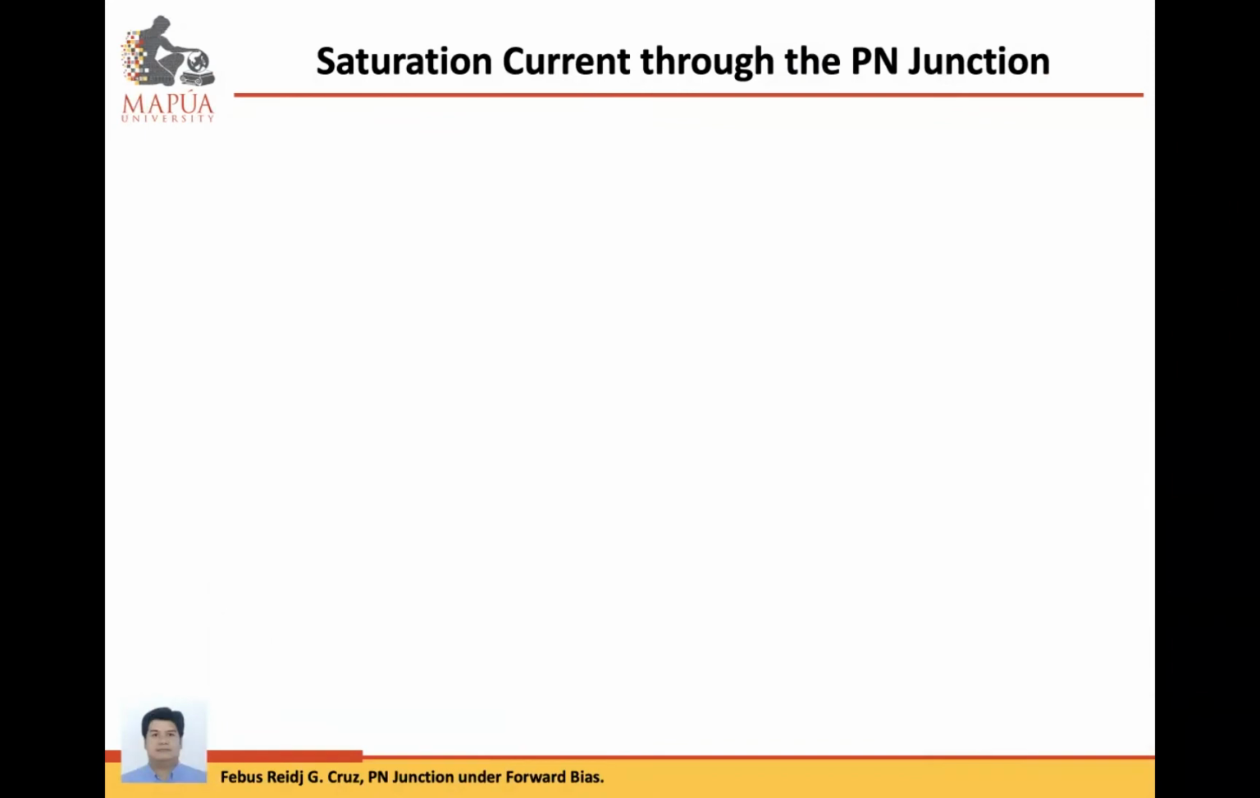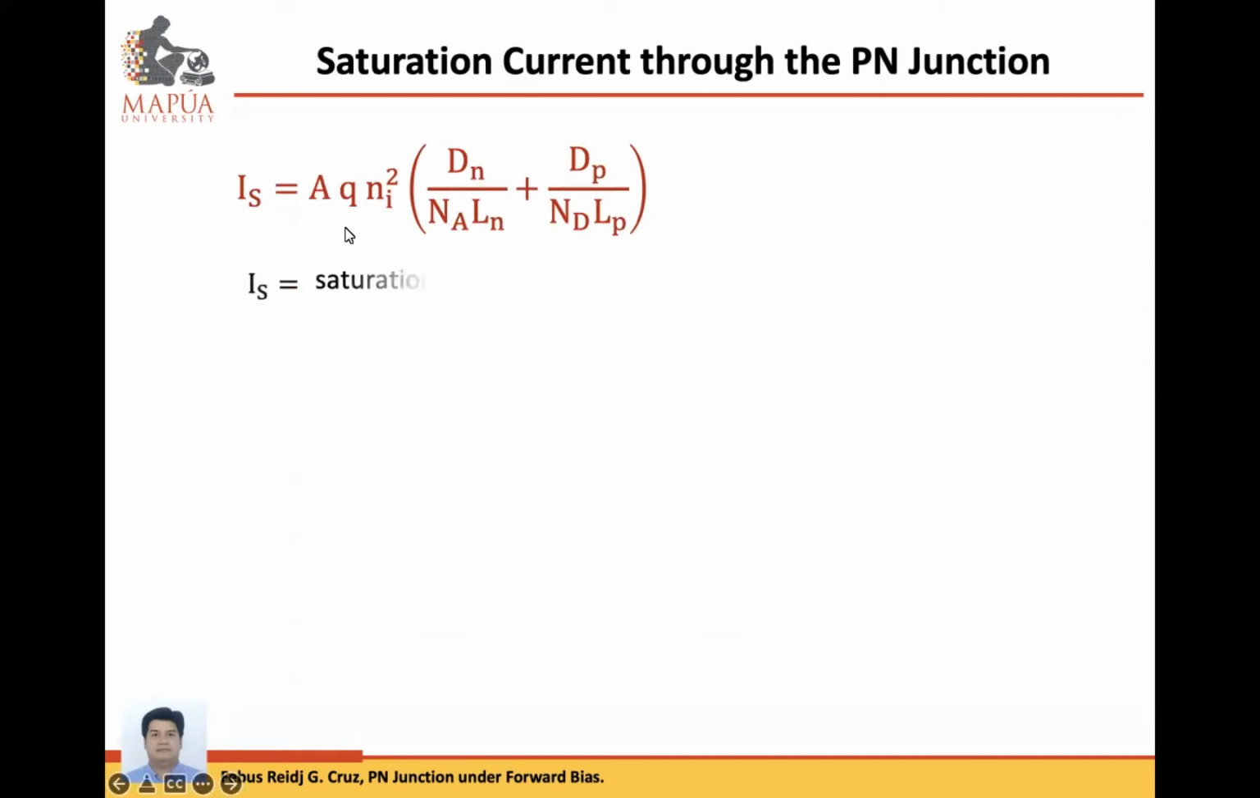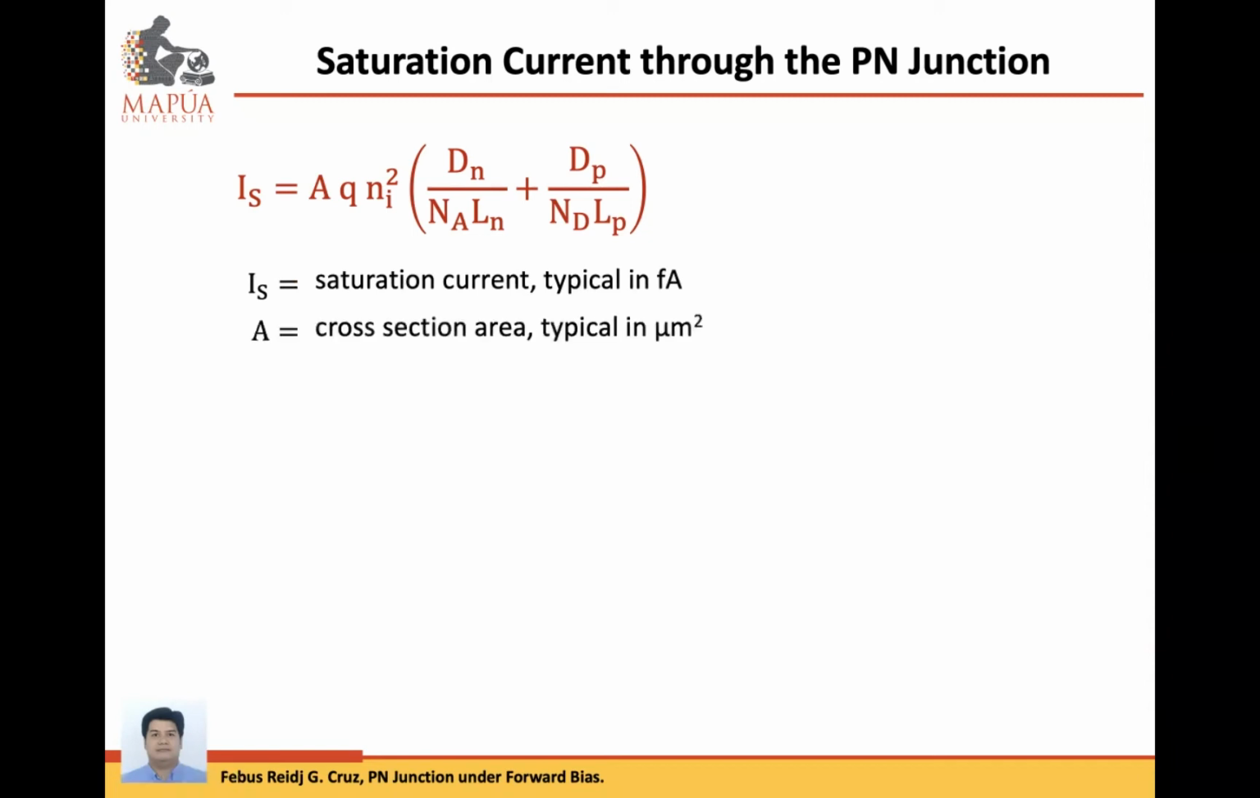Okay, next is we have the saturation current through the PN junction. So we have this equation. So saturation current equals A times Q times Ni squared multiplied by open close parenthesis Dn over Na times Ln plus Dp over Nd times Lp. So Is is the saturation current, typically in femtoamperes or 10 to the negative 15 amperes.